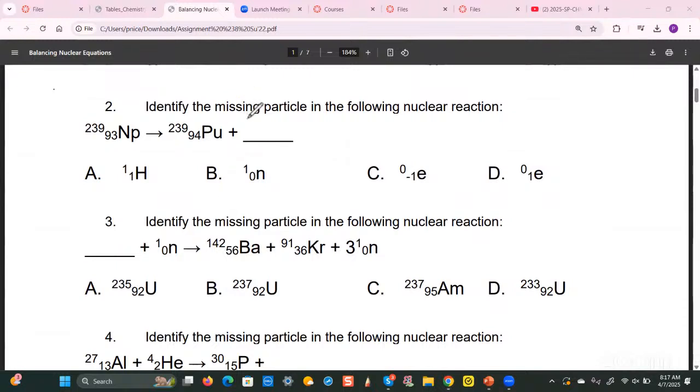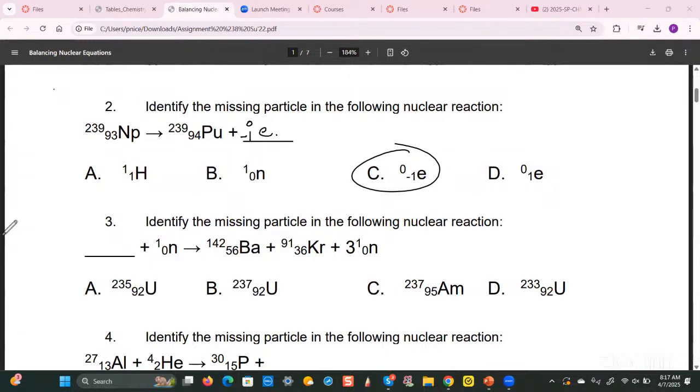What would be the mass number for the particle over here? 0. And what would be the atomic number for the particle over here? -1. So what does that correspond to? C, exactly. So the beta particle is the only particle that has -1 for the atomic number and 0 for the mass number. Okay, let's do one more and then we'll move on.